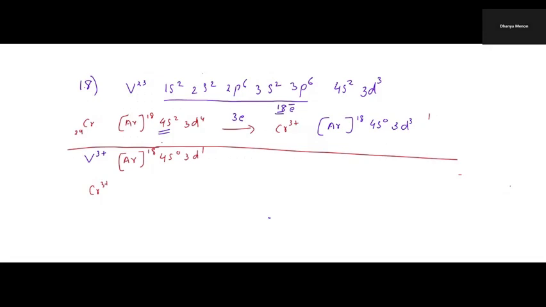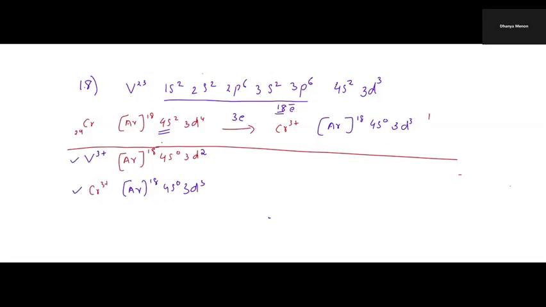Okay, so this is argon 18, 4s0, 3d3. Students, I made a mistake here. Although I said 3d2, I wrote it as 1. Okay, so this is for vanadium and this is for chromium.